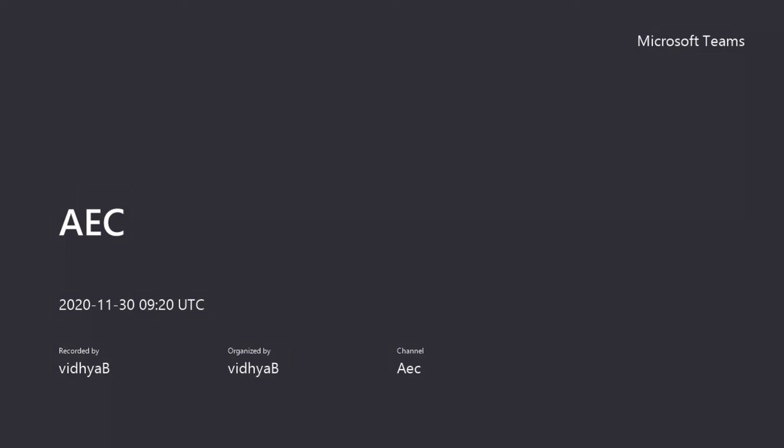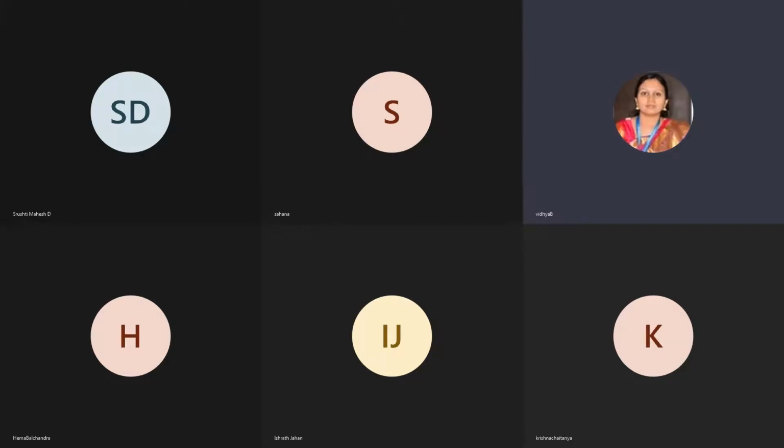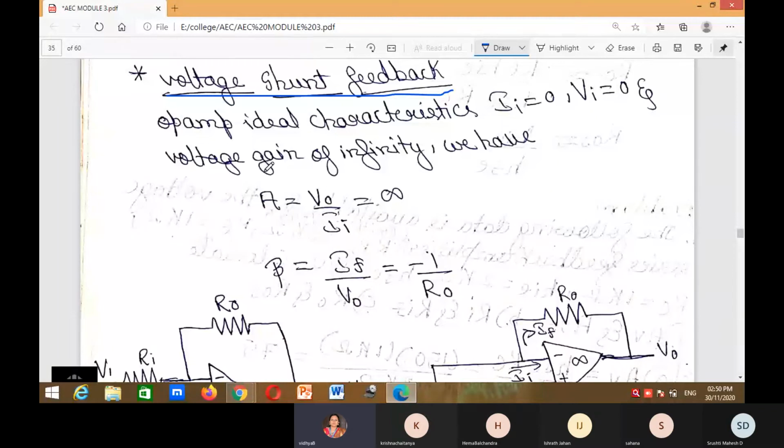We shall discuss voltage shunt feedback. In this topic we are using op-amp ideal characteristics. In the last topic we used a transistor and FET. In this case we are using an op-amp.